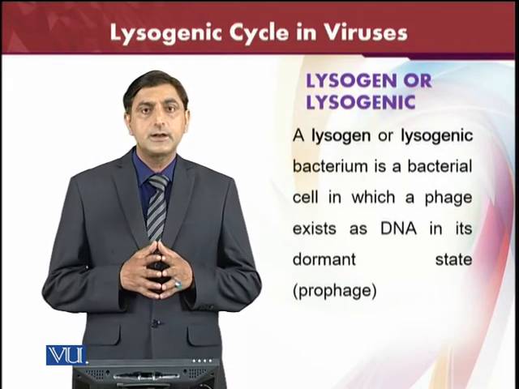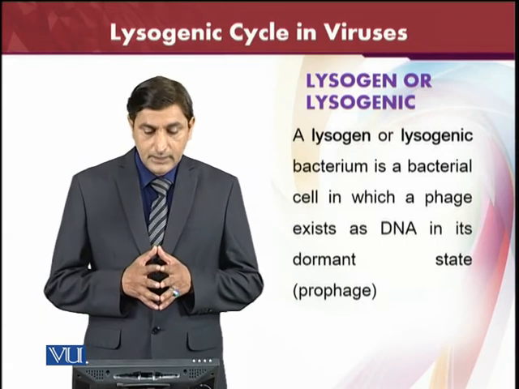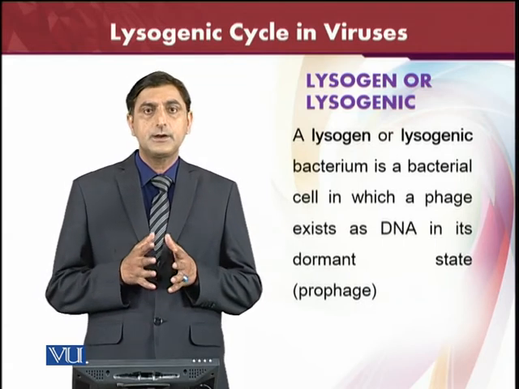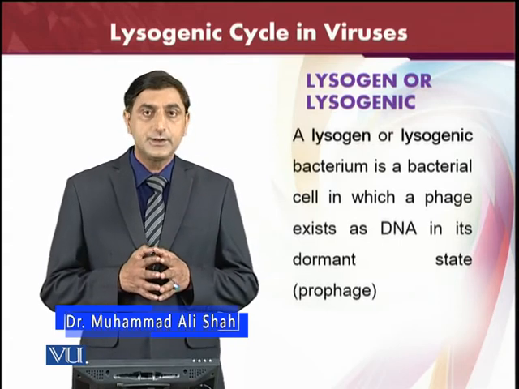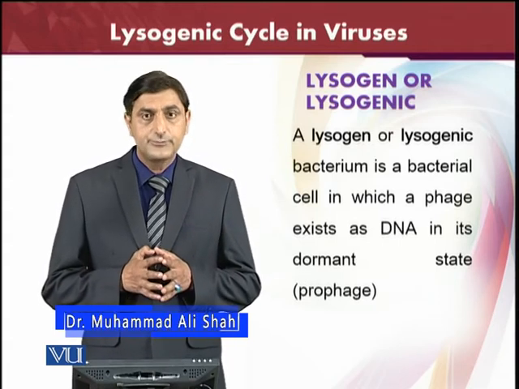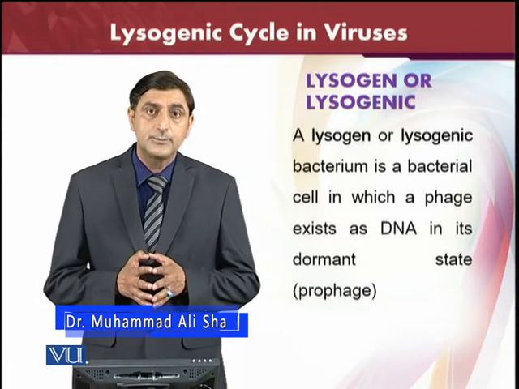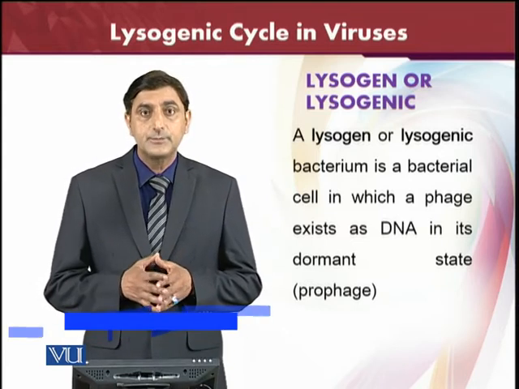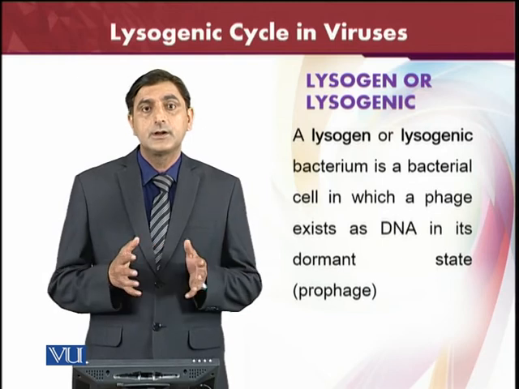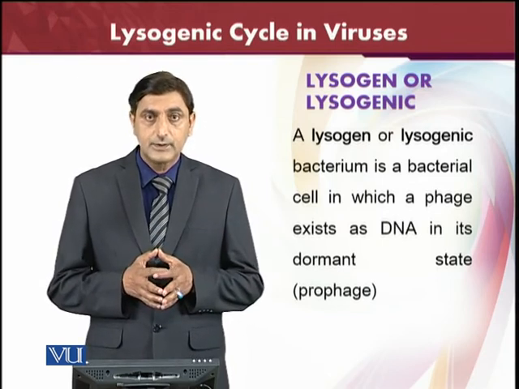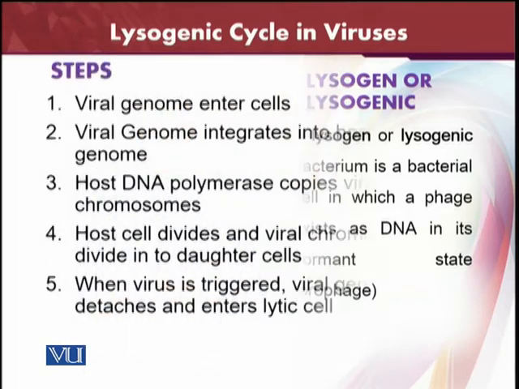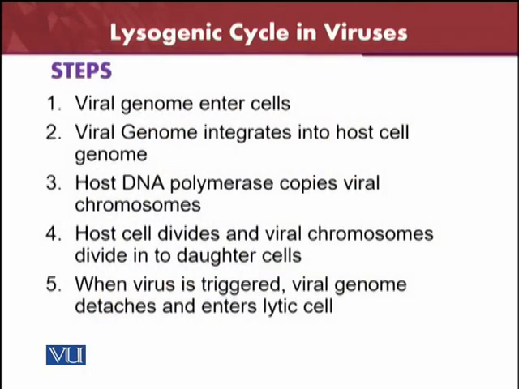The lysogenic cycle: what is a lysogen? A lysogen, or lysogenic bacterium, is a cell in which the phage exists as DNA in its dormant phase, which is also called the prophage. What is the mechanism by which the virus is replicated through the lysogenic mechanism of phage replication? There are different steps involved in lysogenic replication.